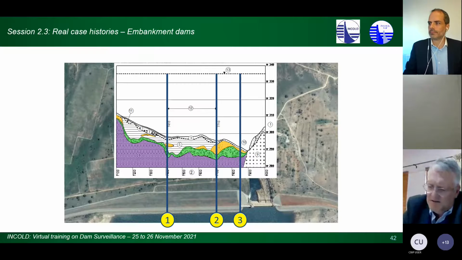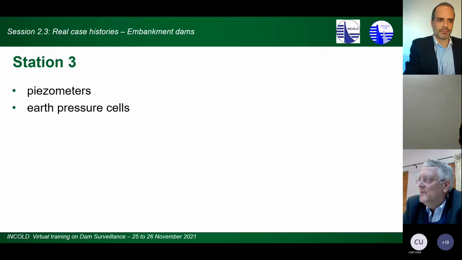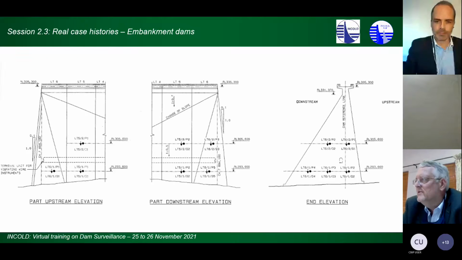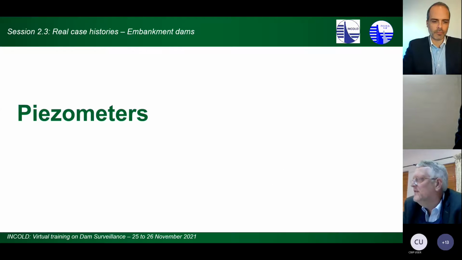With the interaction, the interface with the concrete, it's also interesting to actually see that. Not a lot of people actually monitor this, but that's one of your weak points, all right? So this is just the upstream elevation, downstream elevation, and then the end elevation. That's actually the important part, because that is where the clay core sort of interfaces with the concrete. So let's focus just on that end elevation.